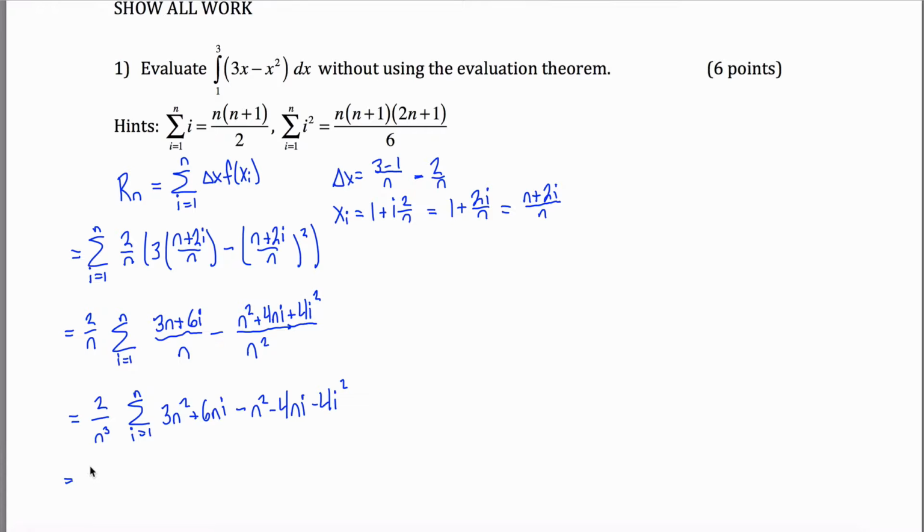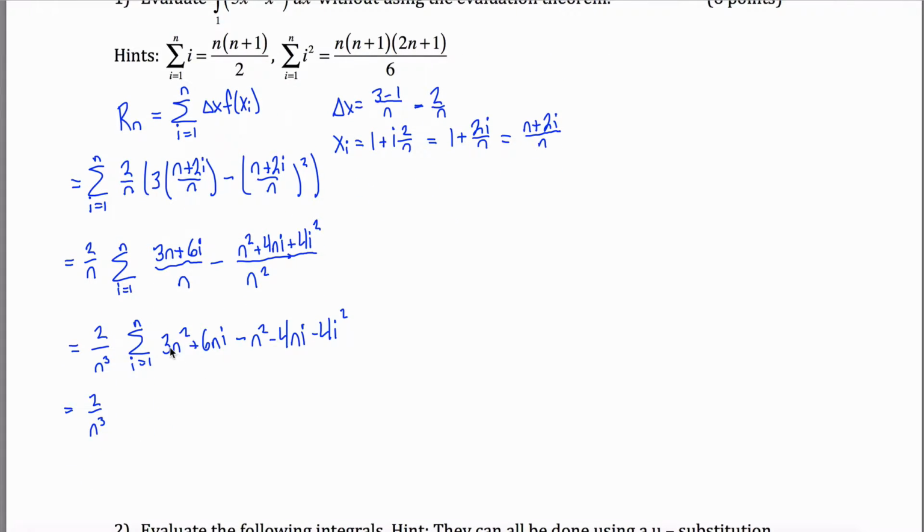All right. So copying down this 2 over n cubed thing, let's see what I have here. I got 3n squared minus an n squared. So I suppose that I would have a 2n squared. I got 6 of these ni things minus 4 of these ni things. So I suppose I have 2 of these ni things. And then I have the 4i squared. And I have some information. I know about the sum from i equals 1 to n of i. And I know about the sum from i equals 1 to n of i squared. So I have a lot of information here that I'll be able to use pretty quickly.